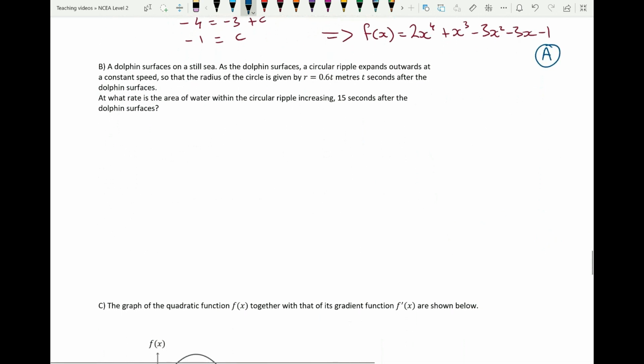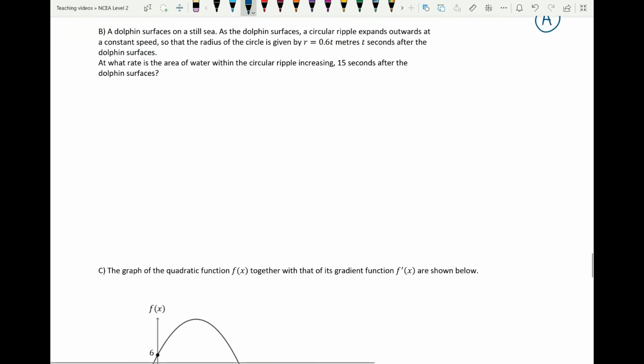Okay, on to question B. A dolphin surfaces on a still sea. As the dolphin surfaces, a circular ripple expands outwards at a constant speed, so that the radius of the circle is given by r equals 0.6t meters, t seconds after the dolphin surfaces. At what rate is the area of water within the circular ripple increasing 15 seconds after the dolphin surfaces?